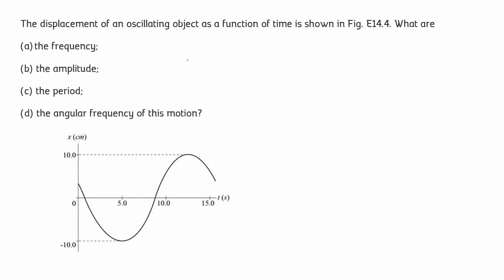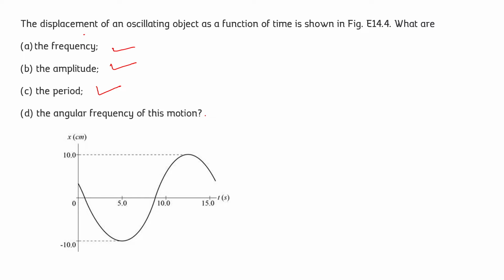Here we have a question. In this question, the displacement of an oscillating object as a function of time is given to us, and we have to find the frequency of the object, the amplitude of the object, the time period of the object, and also the angular frequency of the motion.